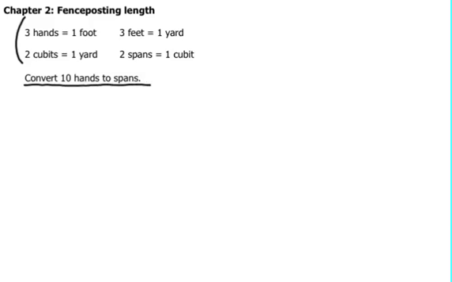Okay, so the first thing that you need to do is create something called a unit map, and that tells you what units you're going to convert between in order to get from hands over to spans. So we'll start by doing this. We'll say hands, and we have here that 3 hands equals 1 foot, so I will put foot next. And I also have that 3 feet equals 1 yard, so I know that if I can convert hands to feet, then I can go from feet to yards. So my next step will be yards.